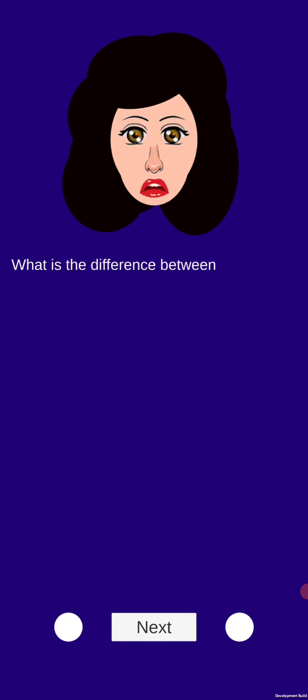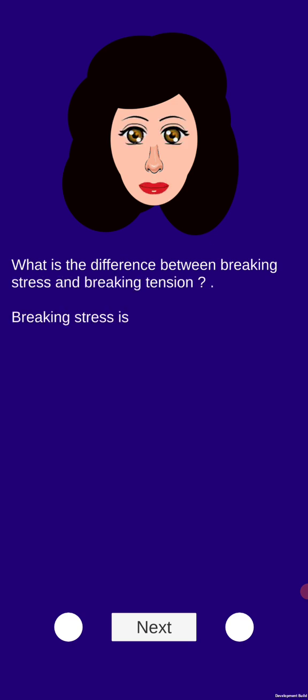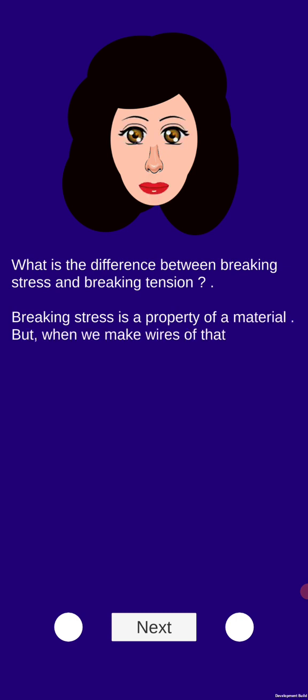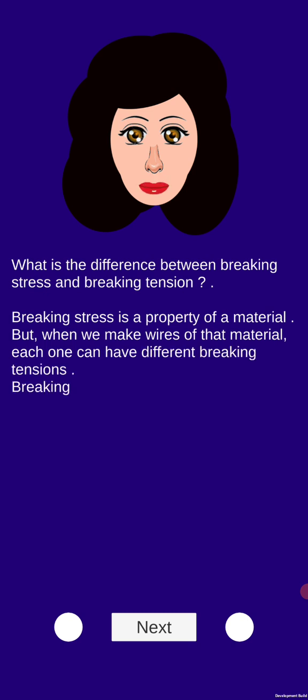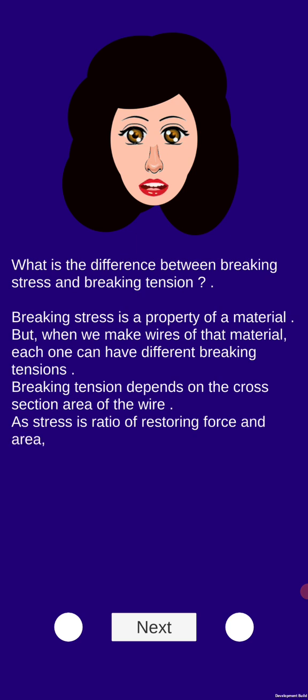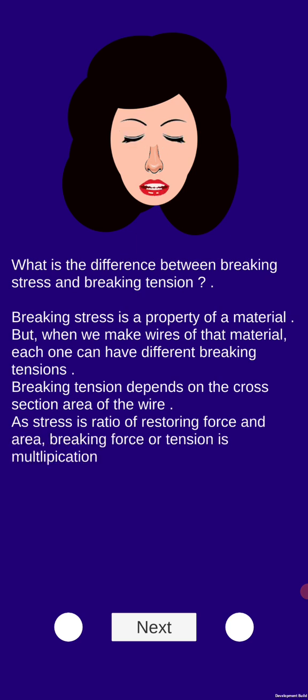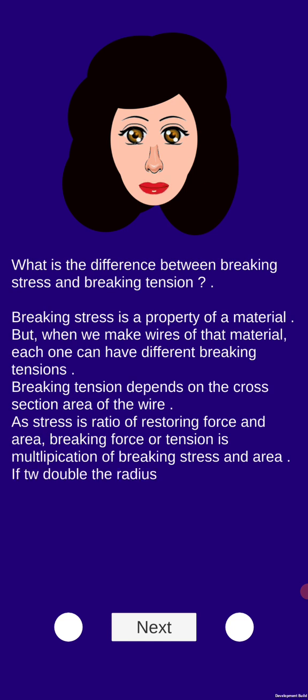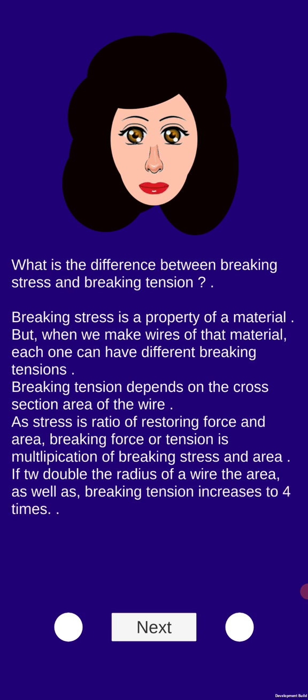What is the difference between breaking stress and breaking tension? Breaking stress is a property of a material. But when we make wires of that material, each one can have different breaking tensions. Breaking tension depends on the cross-section area of the wire. As stress is the ratio of restoring force and area, breaking force or tension is the multiplication of breaking stress and area. If we double the radius of a wire, the area, as well as breaking tension, increases to 4 times.